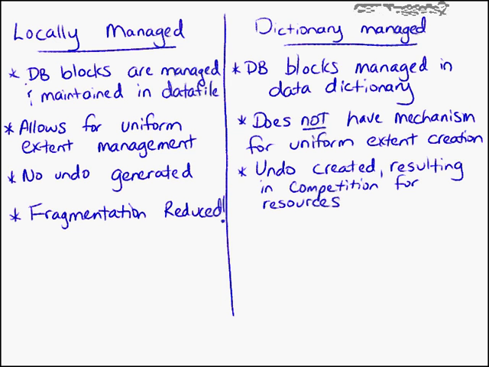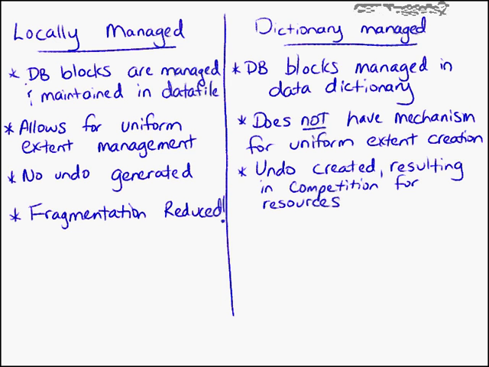Well, the problem with that is that your information in the data dictionary is stored in the system table space, and resources that are trying to access that information are competing to access your data dictionary. And so there's a lot of locking going on for the data dictionary. So the bottom line, locally managed table spaces are a lot more efficient.